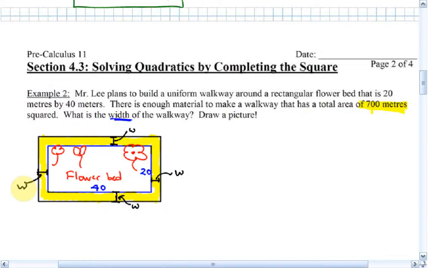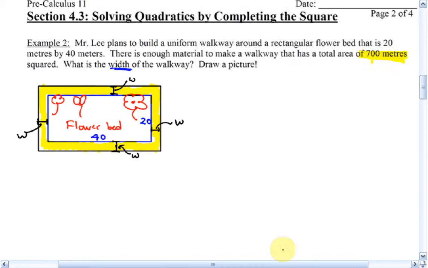My question to you is, how can we come up with a formula to describe that yellow stuff? It's something with W. That's good. Now, let me ask you this first of all. Let's just forget about this empty flower bed. If I were to look at the big rectangle, how would I describe the length of the big rectangle? And how would I describe the width of the big rectangle?